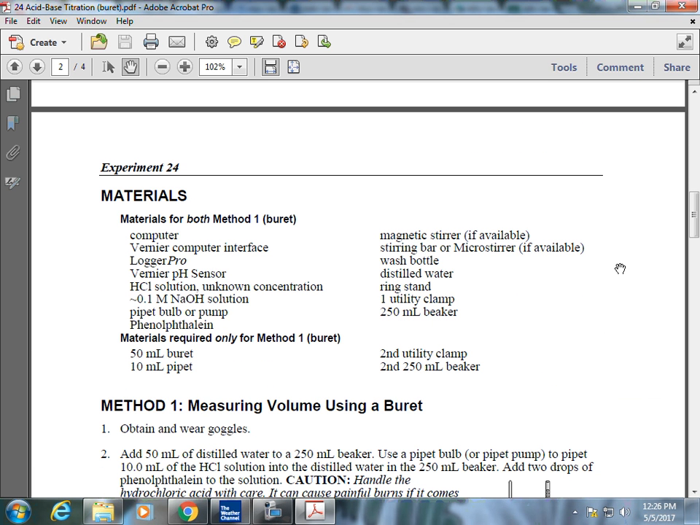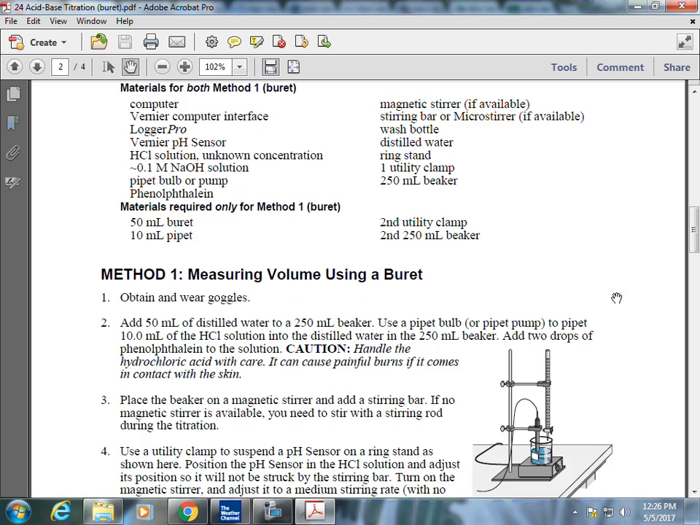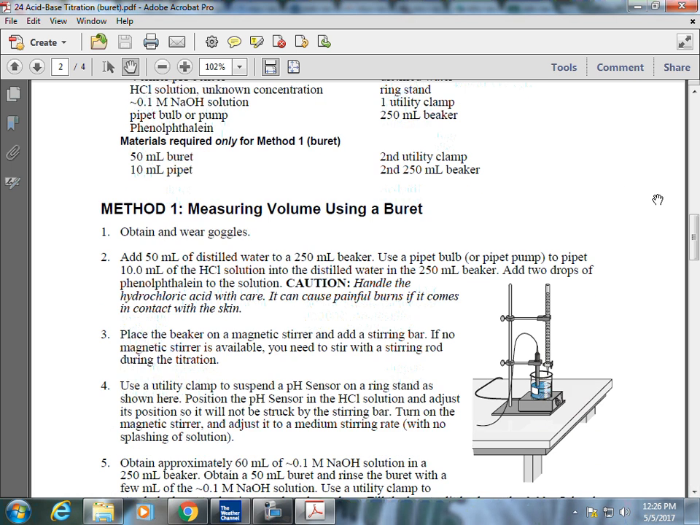All right. Now, the thing that's a little bit different, and you can see it says method 1 right here. I've taken method 2 out. You won't even see that part of the lab because we're going to use method 1. Method 1 is using a burette. I will have a pre-lab demonstration on how to use the burette.